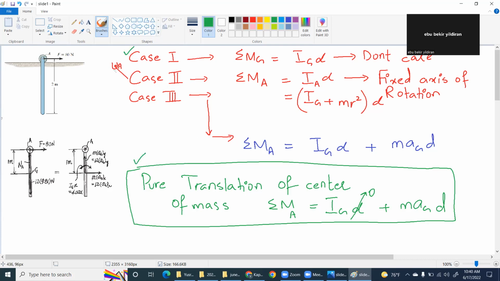The case 2 is for this rigid rod: summation of moment about the point of rotation is equal to Ia alpha. We all know it. We don't need to get confused. You can also write this as Ig plus Mr square multiplied by alpha. You should not be confused. Right now, I'm focusing on the case 3. What I'm trying to tell you is that if you look at this problem that I'm showing you.